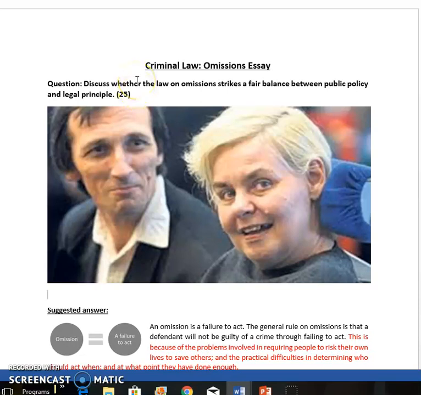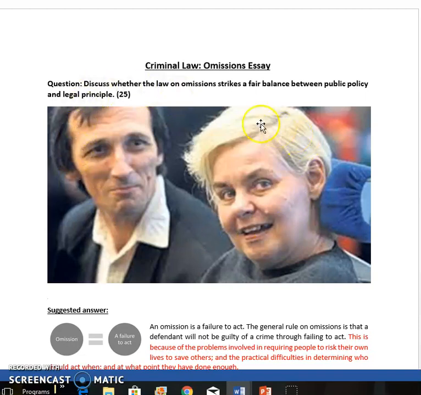This is an essay we've looked at in class. It's worth 25 marks and you would spend 45 minutes on it in the exam. So the question is, discuss whether the law on omissions strikes a fair balance between public policy and legal principle.